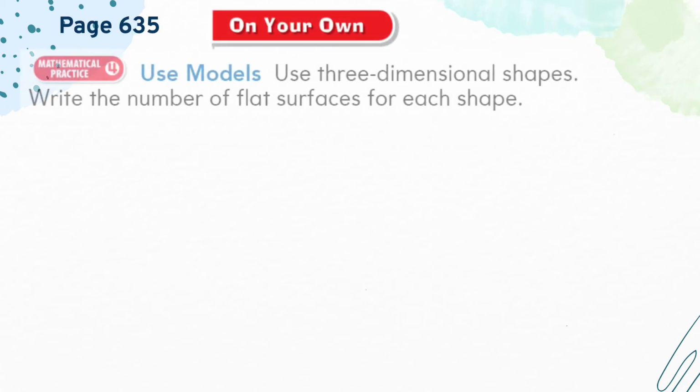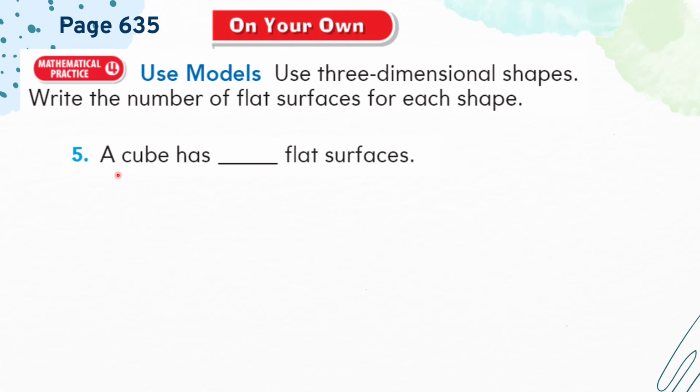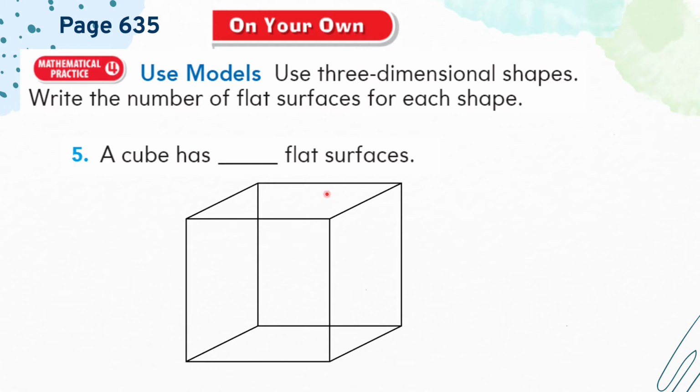Let's look at the other part of the question. Now we're going to talk about a cube. Now a cube has dash flat surfaces. Let's look at the cube now. Now you will see that this shape, the cube shape, has only flat surfaces and there is no curved surface. Let's count the number of flat surfaces that the cube has. It's 1, 2, 3, 4, the one at the back 5 and the one in the front is 6. So a cube has 6 flat surfaces. Very good. Moving on to the next shape.